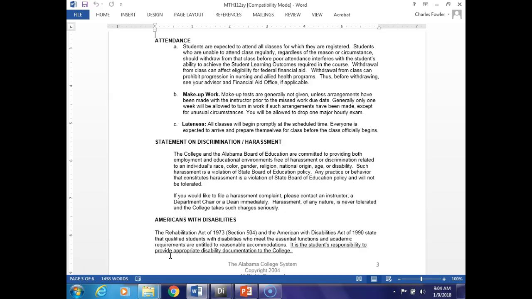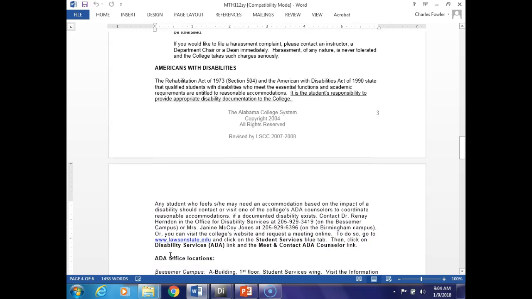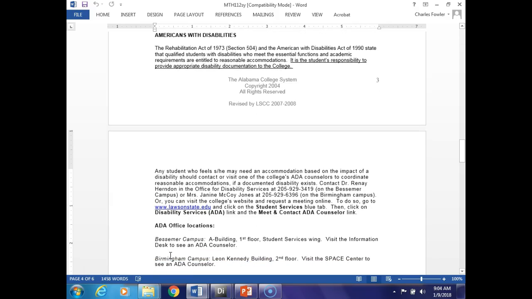Now, Americans with Disabilities. You'll see this on every syllabus as well. I'm not going to do too much here. But here's all the law and student responsibility. This is stuff that we're not allowed to change. They just brought it in. In fact, they got the font off a little bit. I can't figure out any way to get it better. But anyway, here's all the information about that.